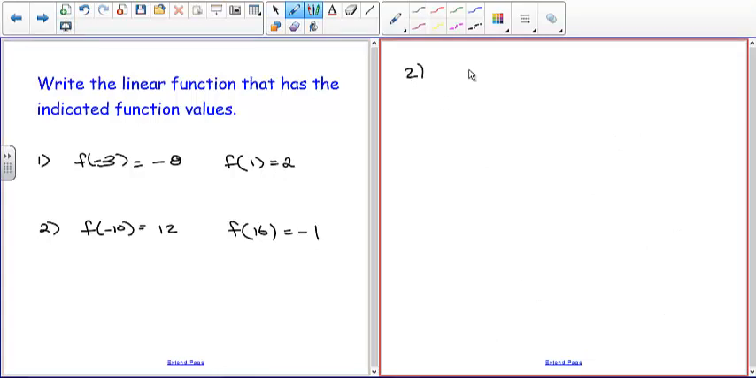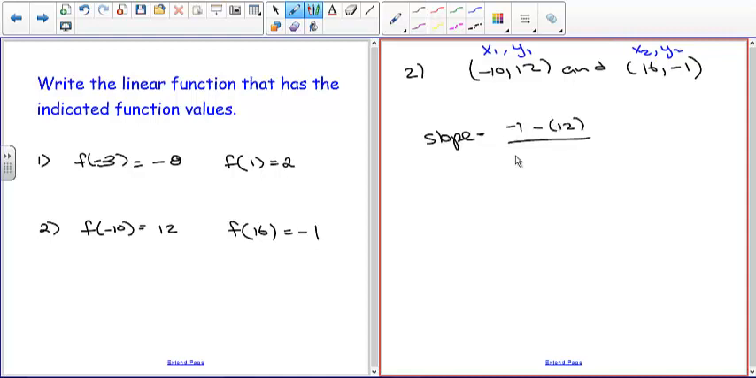Okay, problem number 2. So we have two points, negative 10 and 12, and 16 and negative 1. Again, because it's a linear function, we're able to just use the procedure we learned before. We just wrote the equation down, so I'm not going to do it again. Okay, so y2 minus y1 over x2 minus x1. So we're going to have negative 1 minus 12, which is going to be negative 13. Here we have 16 plus 10, 26. And you can see I can simplify that. So always look to see whether you can simplify it. And because 13 times 2 is 26, you can reduce that down to a negative half, which is good because it looked a little scary at first.